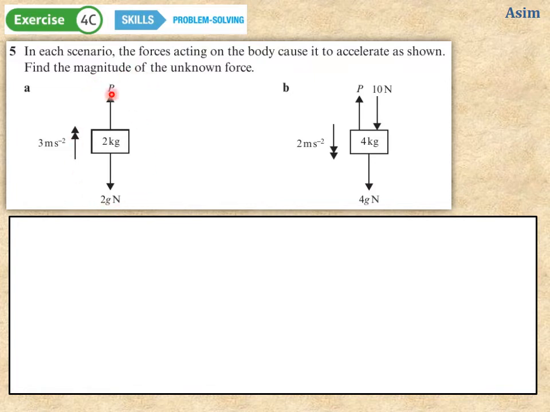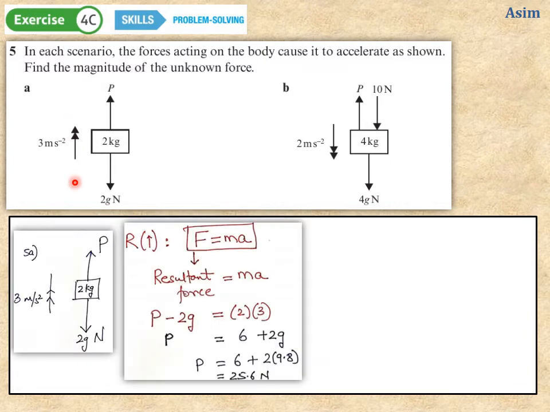Now there is the example 5a here. There is an object of 2 kg. Definitely the weight will act downwards and there will be a reaction force, as we discussed in the class, and it is accelerating in the upward direction. Let us take this slide. Okay, so this is the scenario.